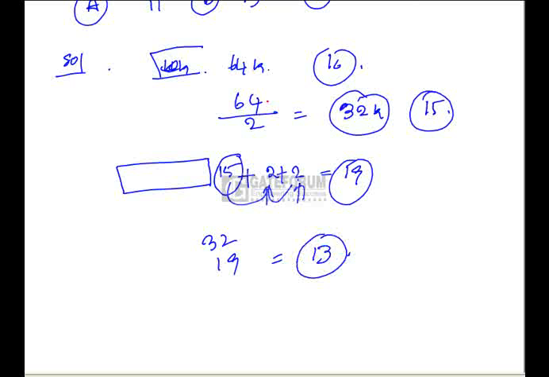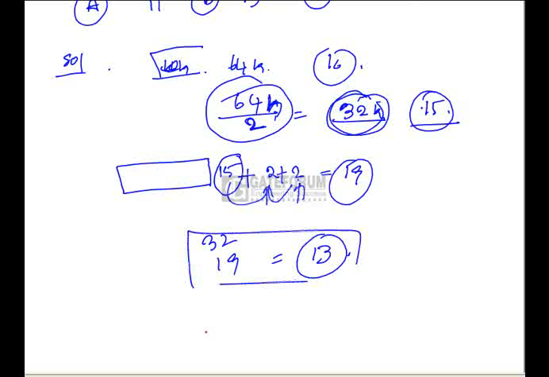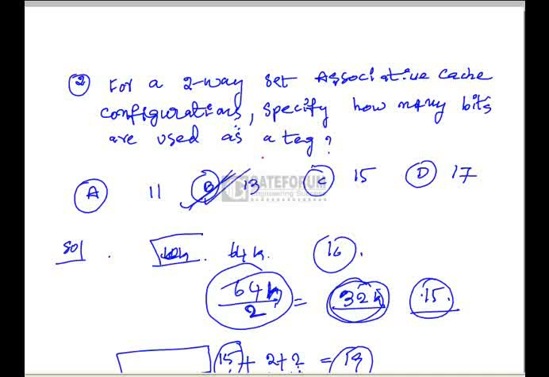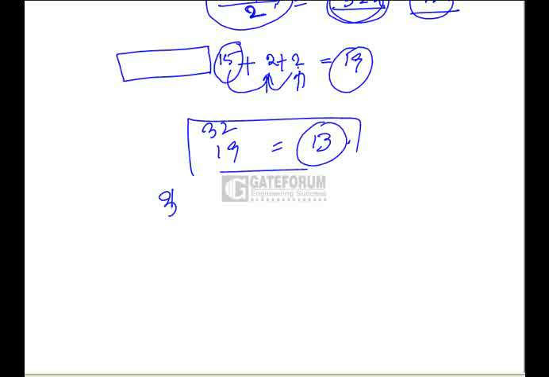Only thing is the 64K we have to bifurcate into two parts because it is a two-way set associative, that is 32K. We can get 15 bits only instead of the 16 bits for the block identification, as it is two-way set associative. It is divided into two sets. So the total, the option will be 13 bits. 13 is the right answer, because 32 minus 19 will be 13. Option B.